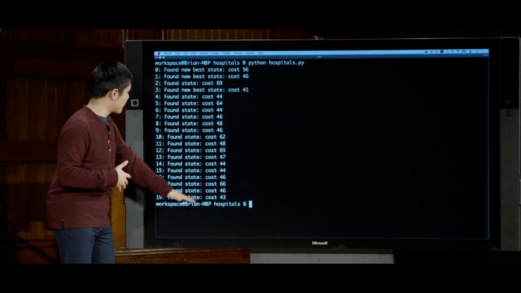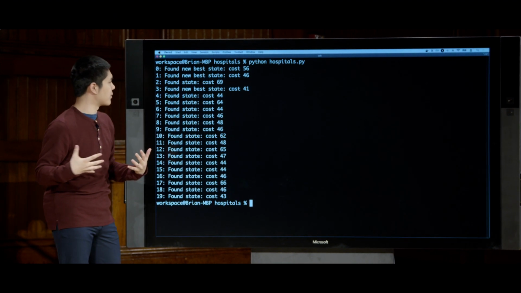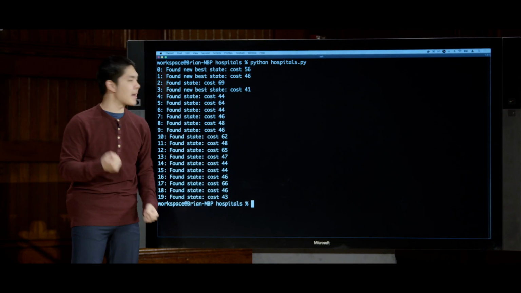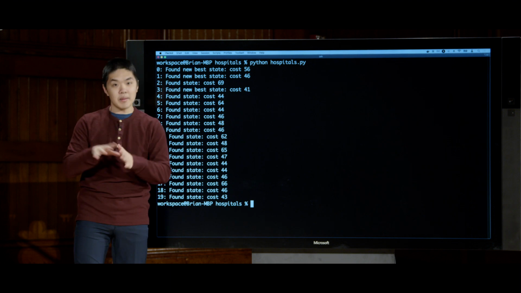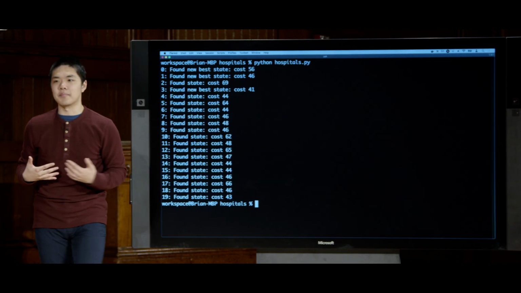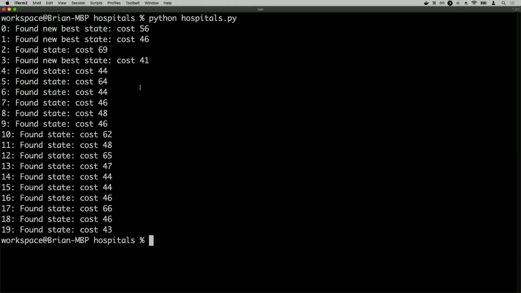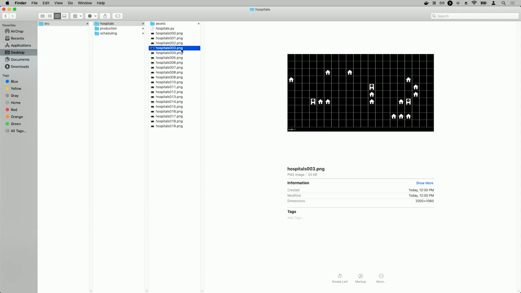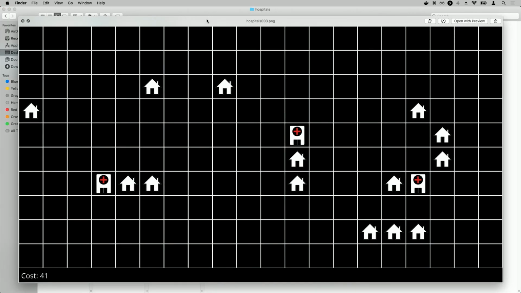And for all of the remaining 16 times that we tried to run the hill climbing algorithm, we couldn't do any better than that 41. Again, maybe there is a way to do better that we just didn't find, but it looks like that way ended up being a pretty good solution to the problem. That was attempt number 3, starting from counting at 0. So we can take a look at that, open up number 3, and this was the state that happened to have a cost of 41.